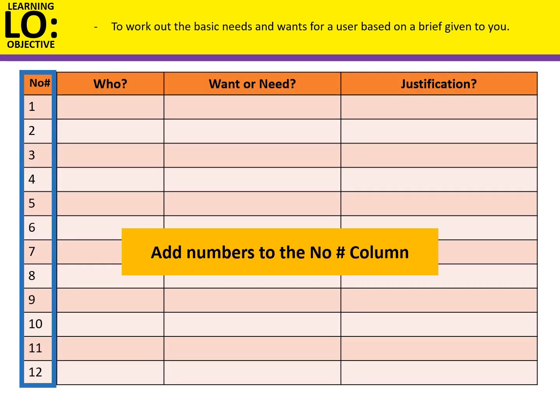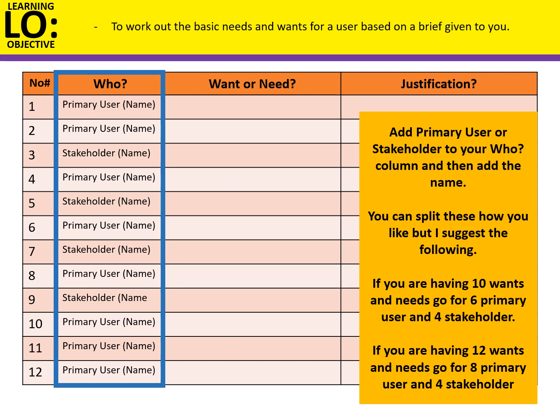So now you've got your full table, I want you to add numbers into the number column. Obviously keep these chronological just for ease of use. The second bit along is to add your primary users and your stakeholders. I would advise adding the words primary user and the name of your user and the name or the company of your stakeholder. You can split these how you like between primary user and stakeholder wants and needs, but I would suggest if you've got 10 wants and needs, go for 6 primary users and 4 stakeholders, and if you've got 12 wants and needs, go for 8 primary users and 4 stakeholders.